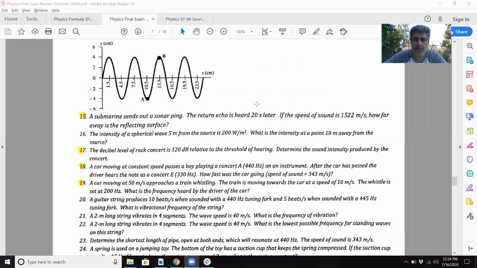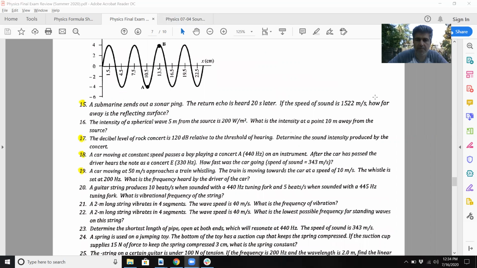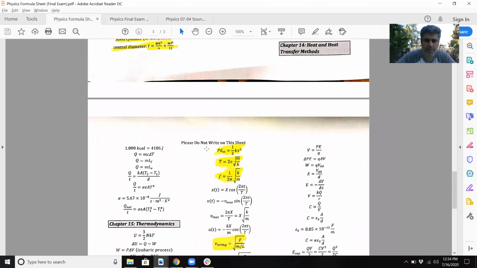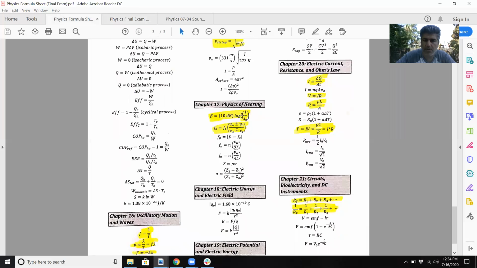15, so you send out a sound, and then you hear the echo 20 seconds later. So think about it, it's traveling to the wall or some location and then coming back to you. So it's actually double the distance. And you have the speed there, so you'll work that out. 17, the formula for that is right here. There's your formula right there.